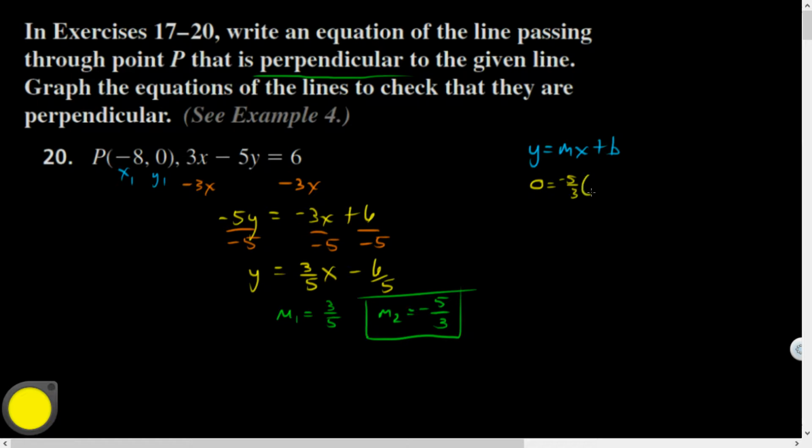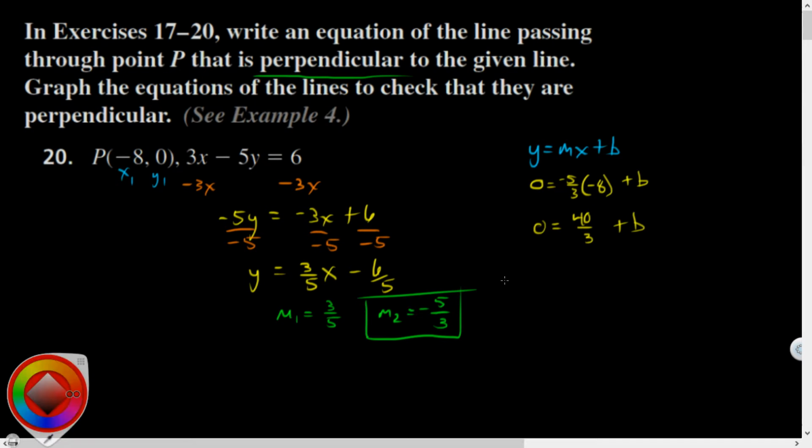Oh, that's going to be fractionic. Fractionorific. There we go. All right, at least I don't have to do much work with the fraction. So it's going to be positive 40/3 plus b. Subtract that from both sides. I end up getting b equals 40/3.